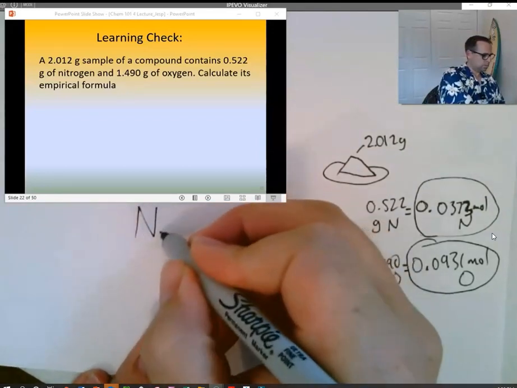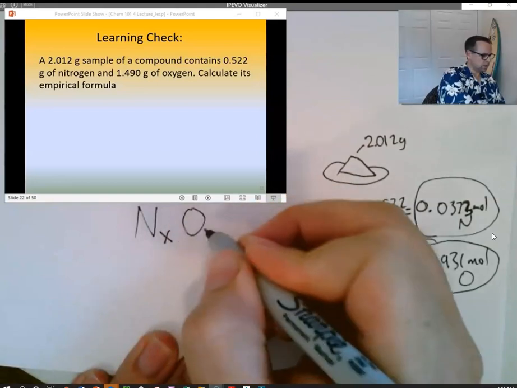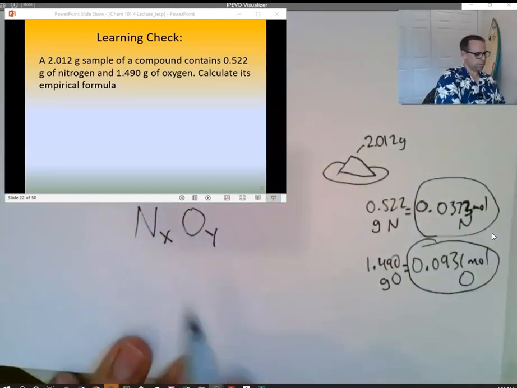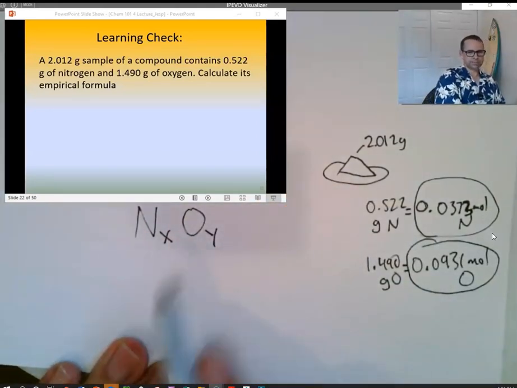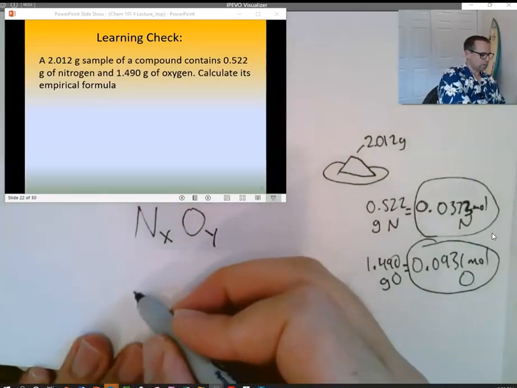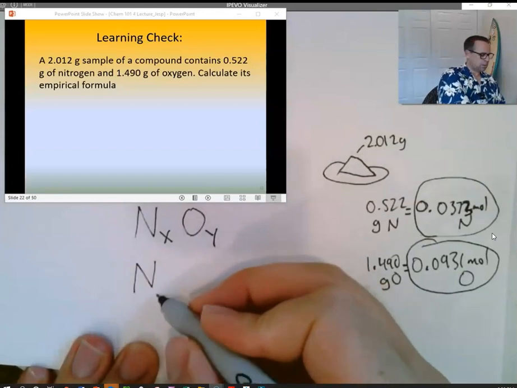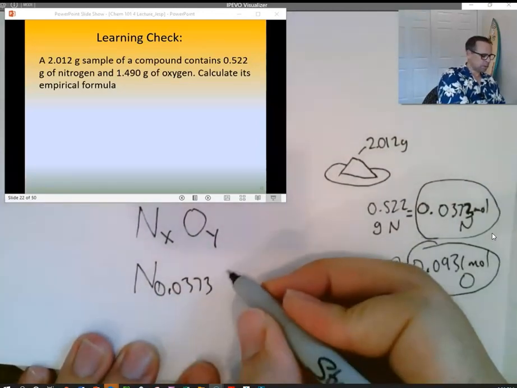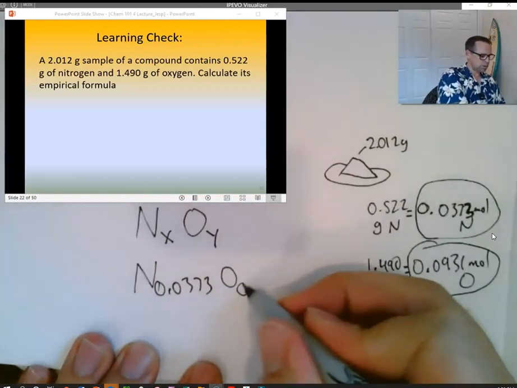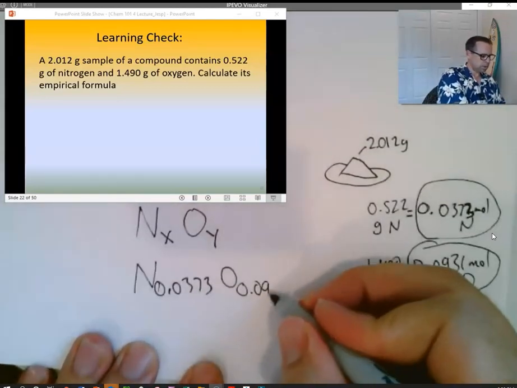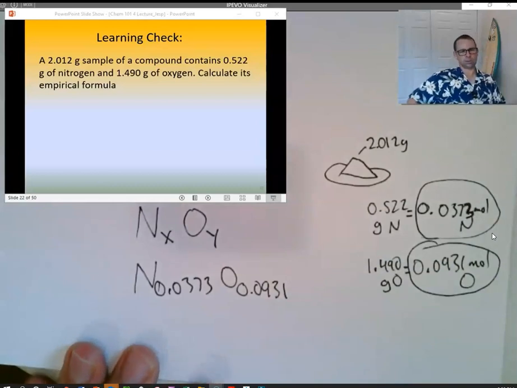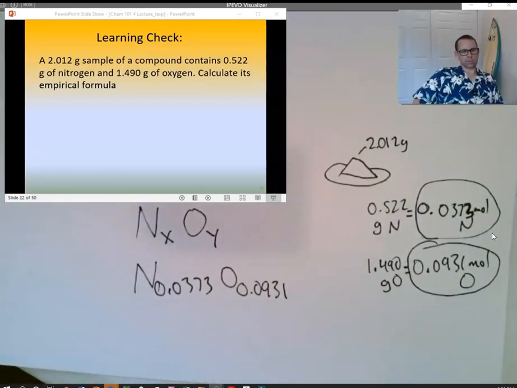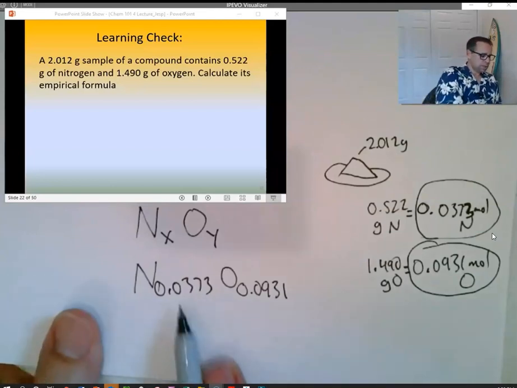And if we know the moles of the elements, moles of nitrogen and moles of oxygen, they can be written down here as the X and the Y on an empirical formula like this, right? So nitrogen 0.0373, and then oxygen 0.0931. Now, what do we do to make that a whole number? We can't have an empirical formula like that. We have to have it a whole number.